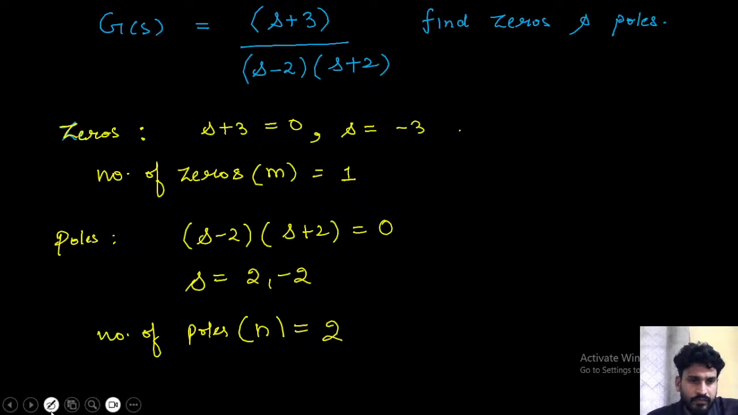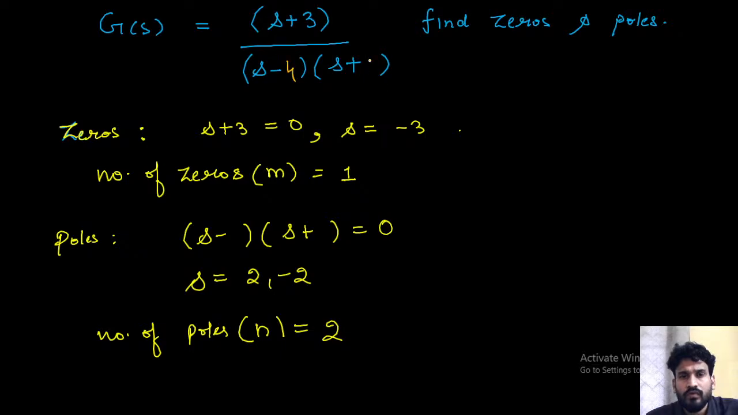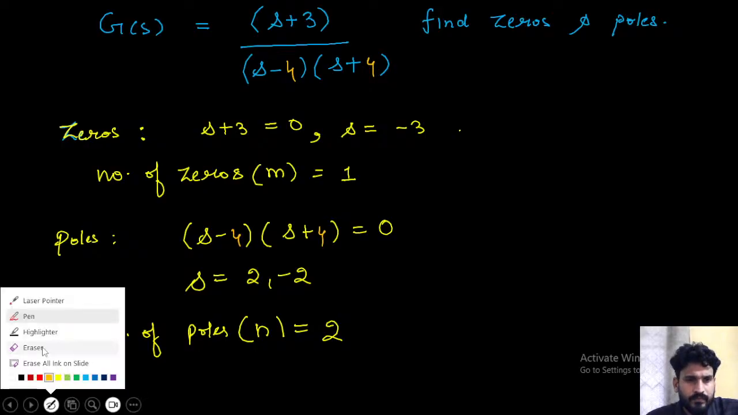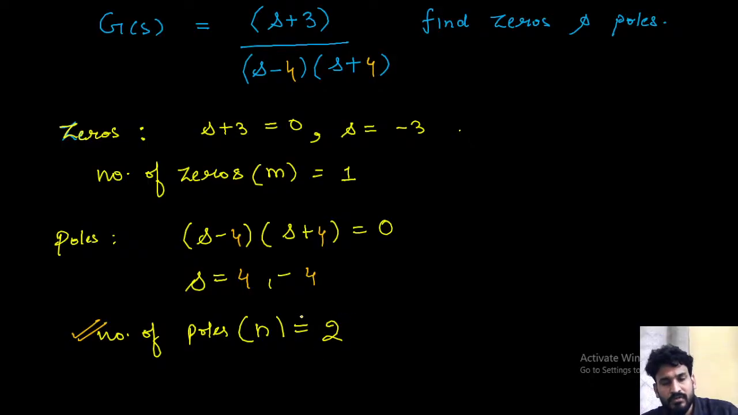Okay, and do not confuse this 2, 2. Let's suppose it is 4 and minus 4. So how many poles are there? 2 poles are there. It is clear? Okay.